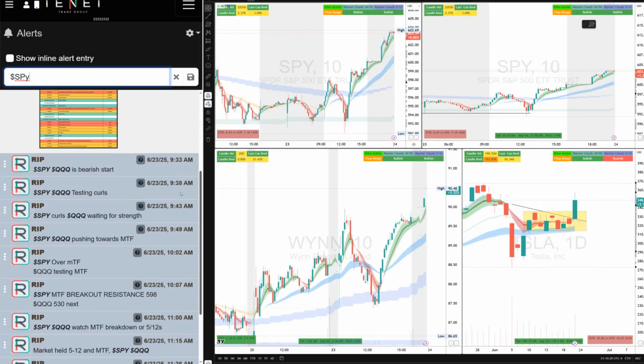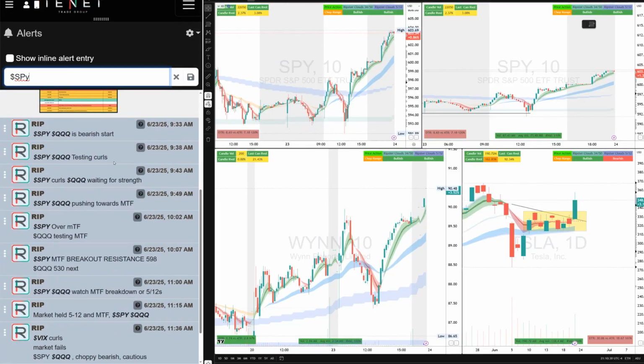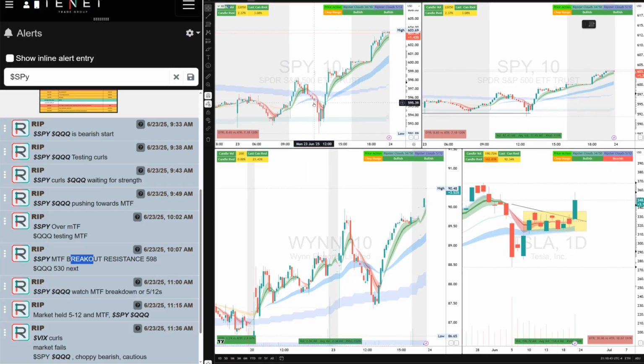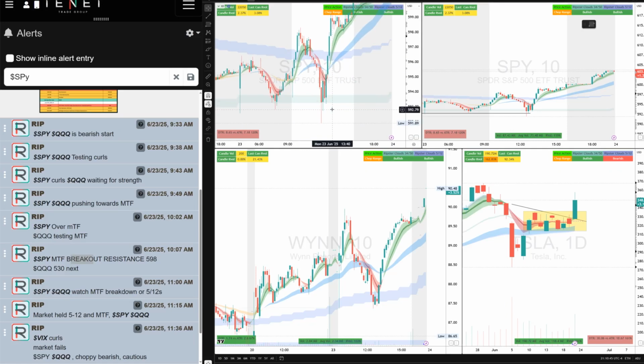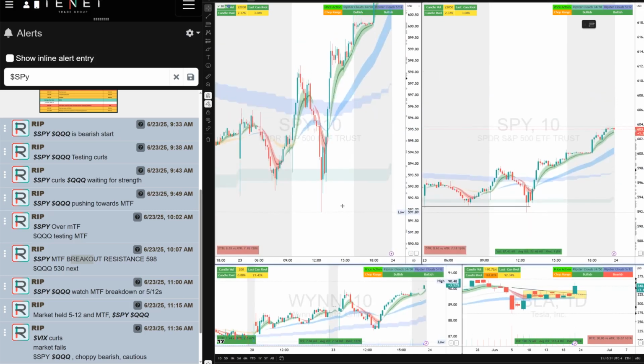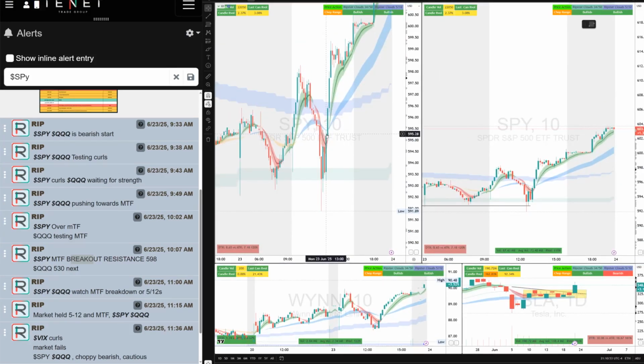Let's take a look. So SPY QQQ bearish start, but then it became a testing curl. It became a long here over the MTF breakout, pushed into, you utilized the 3 candles long. After that, there was nothing, chop. Then it broke the MTF, flushed to the MTF, but that's fine. This is the trade. This is the short trade right here. And this was the curl. And now this was the curl.